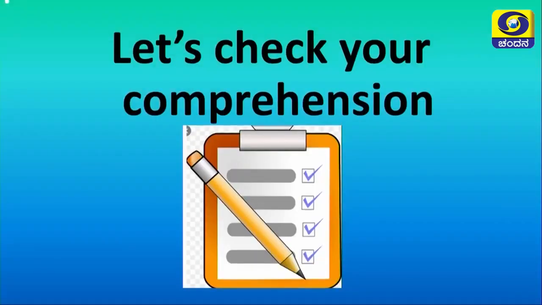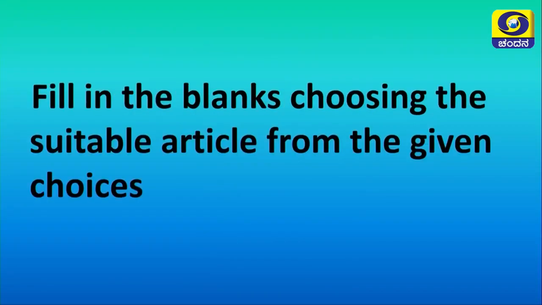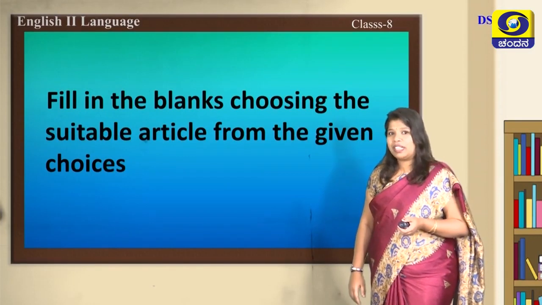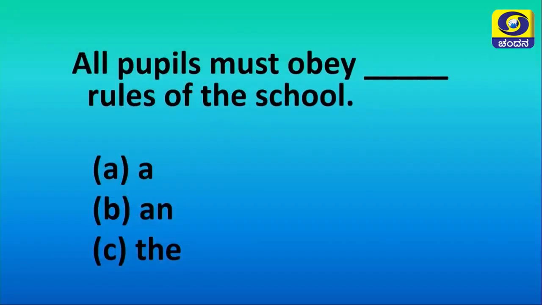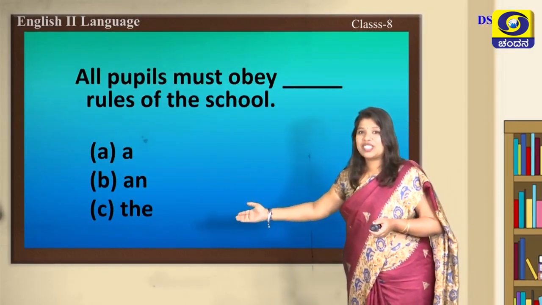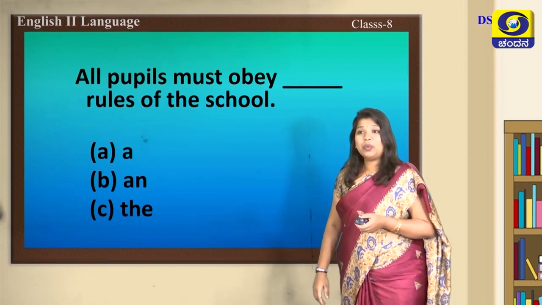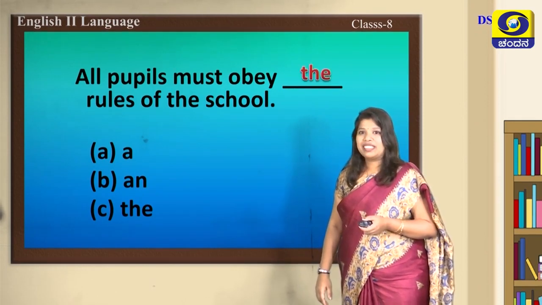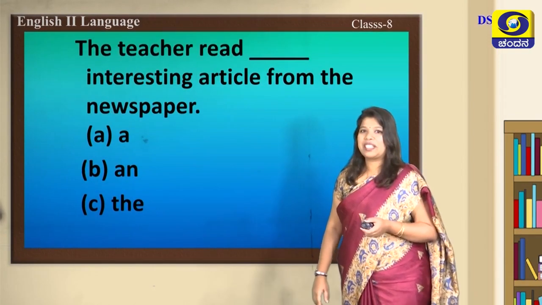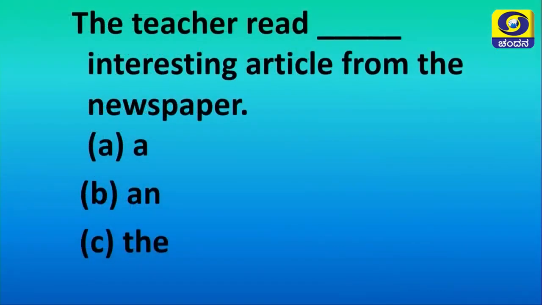Children, why don't we check your comprehension now? Fill in the blanks choosing the suitable article from the given choices. All pupils must obey dash rules of the school. See the choices, children. You have to tell me which is the correct article to be used. Yes, you have to use the article the. Very good, children.